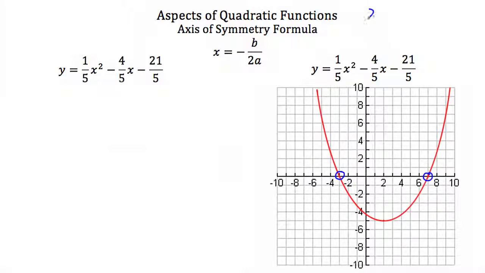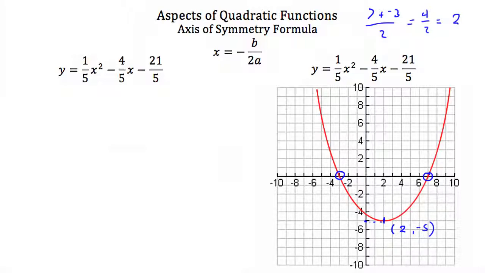7 and -3. So the x-coordinate of my vertex should be at 2, which it appears it is. It appears that I have a vertex here at 2, -5.